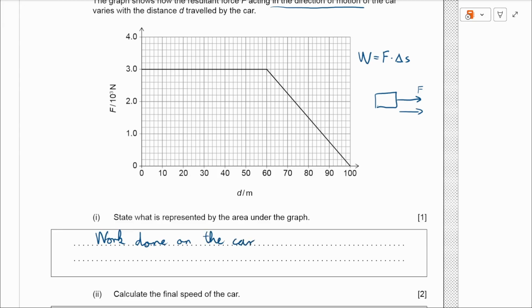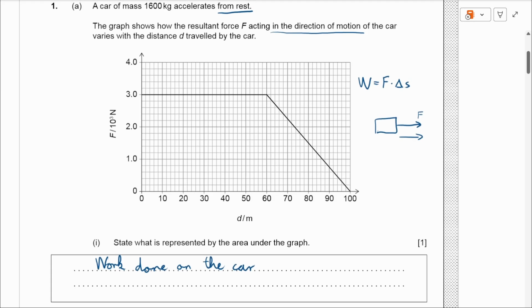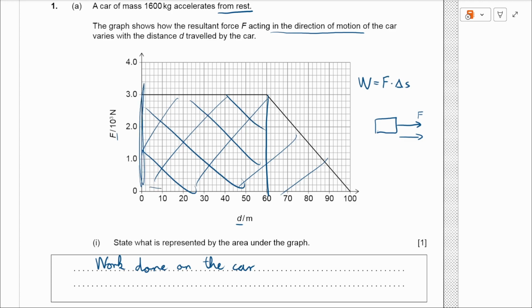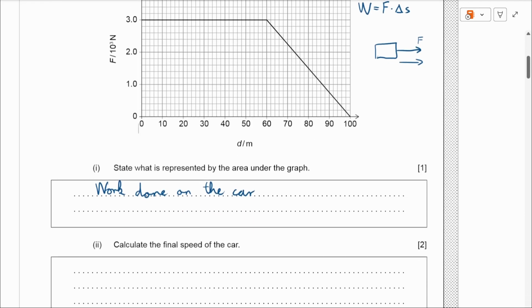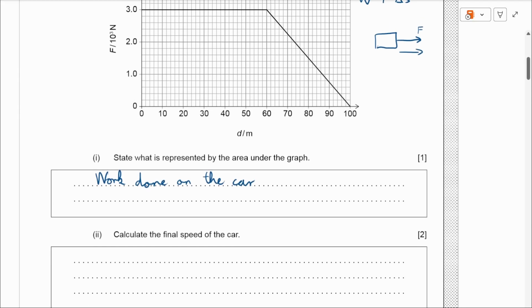The work done on the car, and it's the area because again we have force on the y-axis and we have distance on the x-axis. So whenever we find an area, we always multiply the two axes in terms of units. If you imagine finding, for example, the area of this rectangle over here, we also multiply the two sides. And the same for the triangle, but there we also add a 1/2. So even unit-wise, we will get newton meters, which is joules. So that corresponds correctly. And then we have to calculate the final speed of the car.